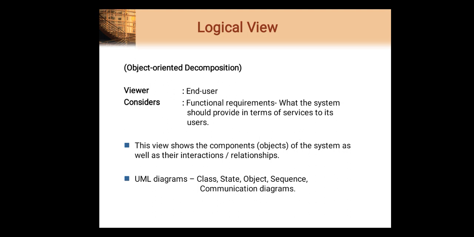This view shows the different objects of our system as well as the relationships between these objects, and that is shown in the logical view. What is the relationship, how the different objects can communicate with each other, which logic we are implementing for developing the software. The different UML diagrams that are used for representing the logical view are the class diagram, state diagram, object diagram, as well as the sequence and communication diagram. These UML diagrams are used for representing the logical view of our software architecture.